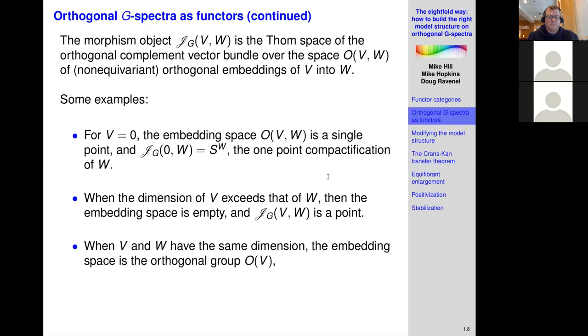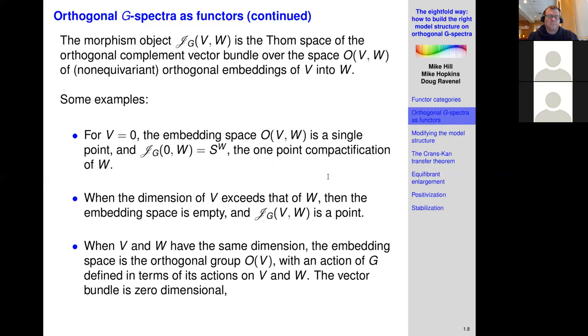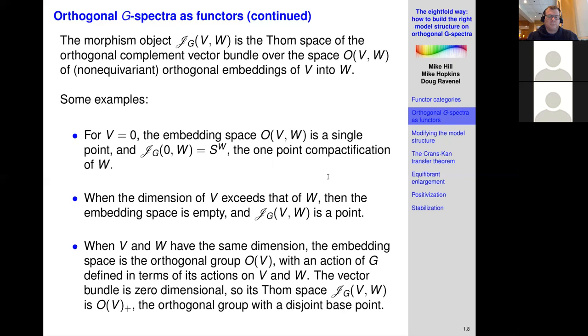The third example I want to draw to your attention is when V and W have the same dimension. In that case, the space of orthogonal embeddings is the orthogonal group. The vector bundle over it is zero dimensional, so its Thom space is the base space with a disjoint base point. So it's O(V)_+, meaning the orthogonal group with a disjoint base point. So those are three examples of morphism objects in this category, and you can work out others.